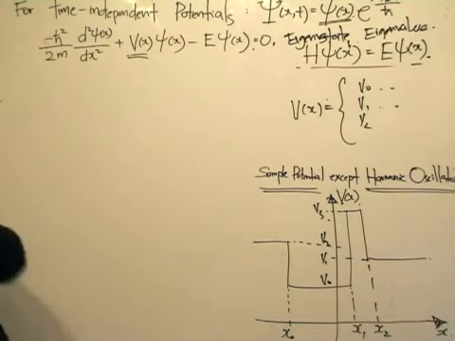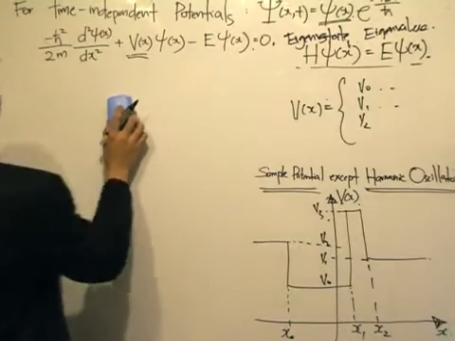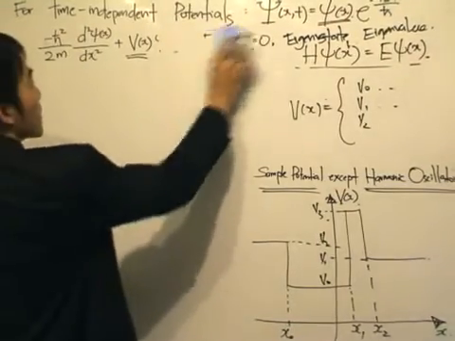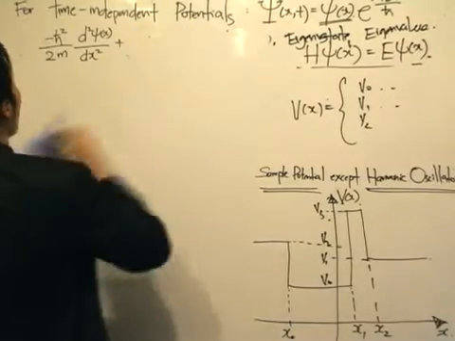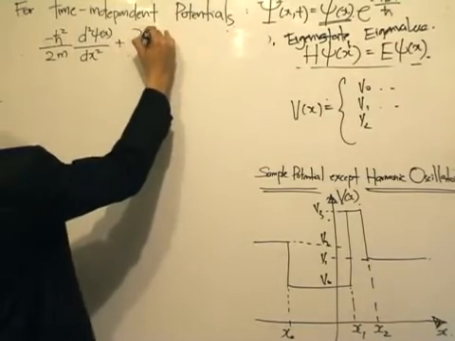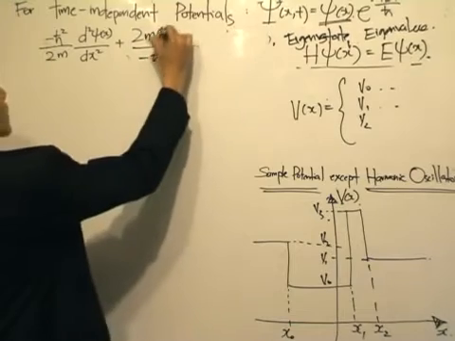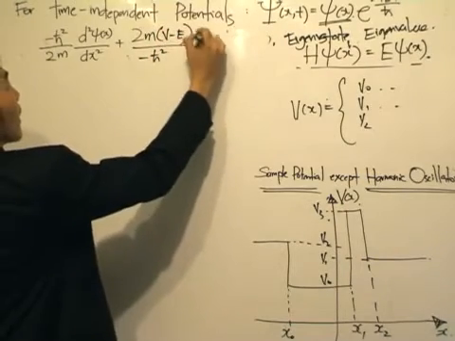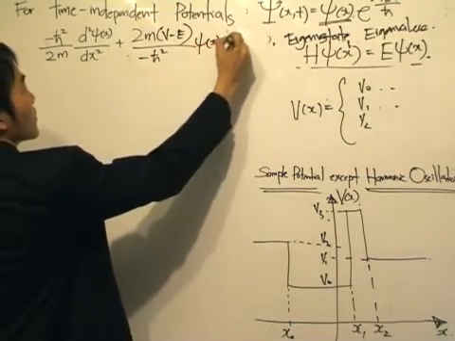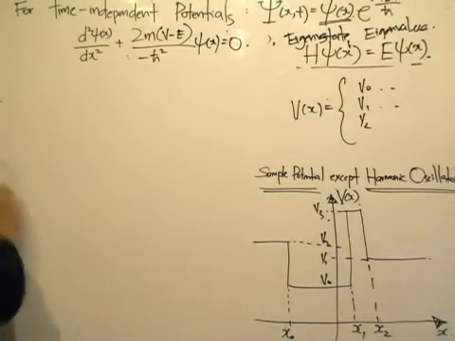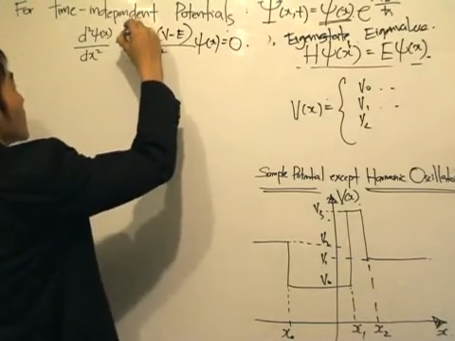I hope we can see that. What we will get now is, let's see, this will become something like that, right? So I'm going to multiply by 2m, so 2m is going to go over here, and it's divided by minus h bar squared. And this is going to be V minus E, multiplied by the phi x is equal to 0. So this is what I'll get over here. Now, what can we say about this quantity over here?